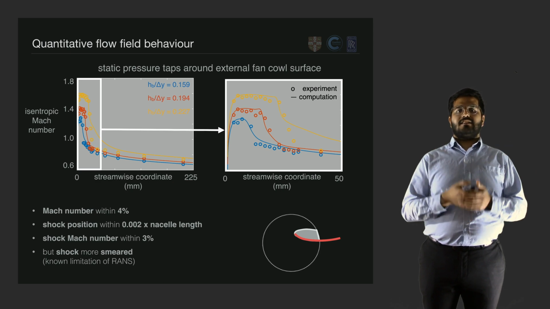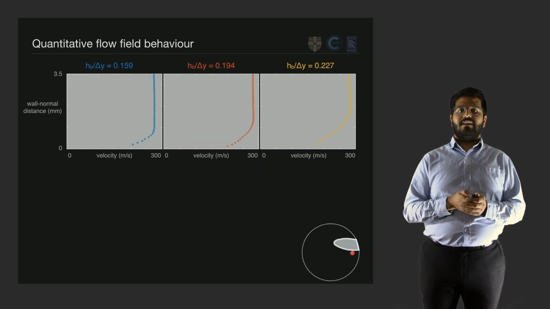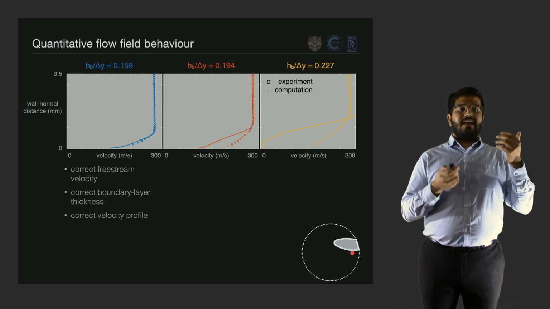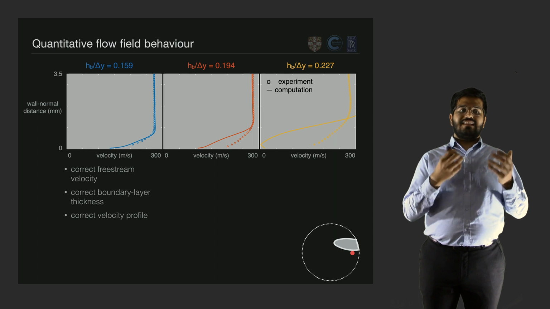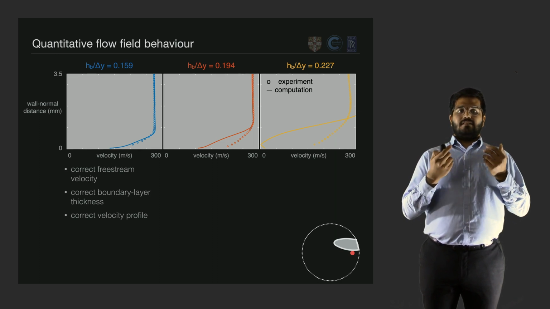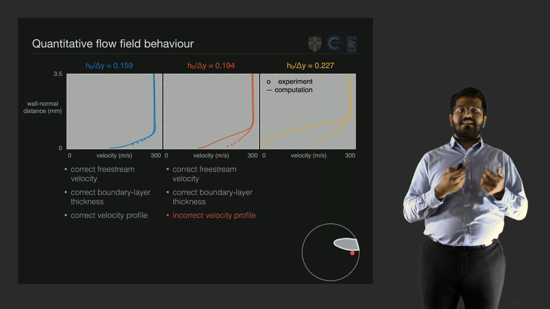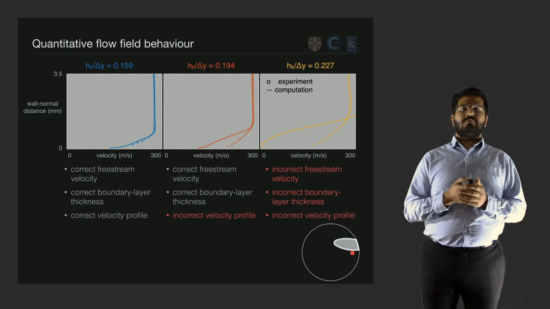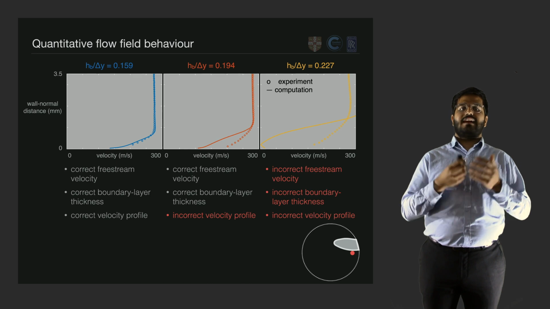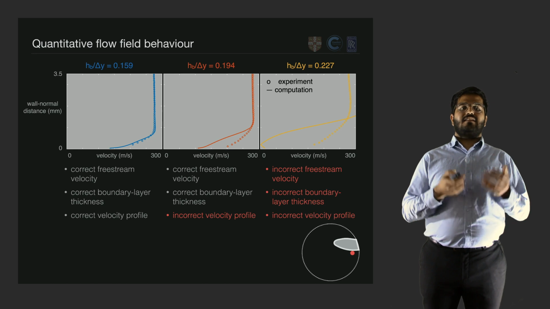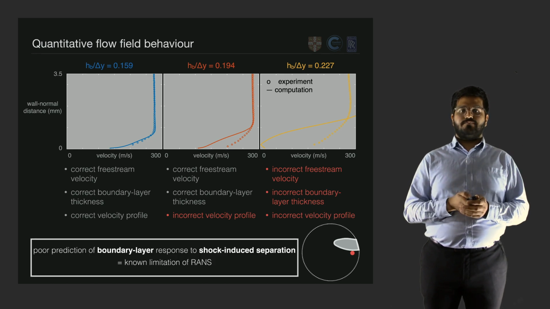Now, looking at the boundary layer profile downstream of the shockwave, we can see that for the smallest bump, the attached flow field case, everything is pretty well predicted, even the velocity profile within the boundary layer. However, as the shockwave becomes strong enough to separate the boundary layer, we start to see that the velocity profile inside the boundary layer becomes incorrect. And then for the largest bump height, even the free stream velocity and the boundary layer thickness aren't predicted accurately. And again, this is another limitation of RANS, which is well known.